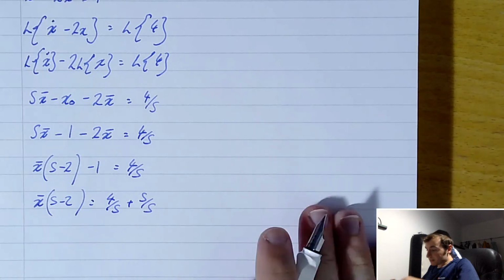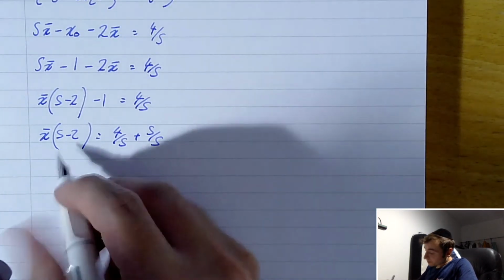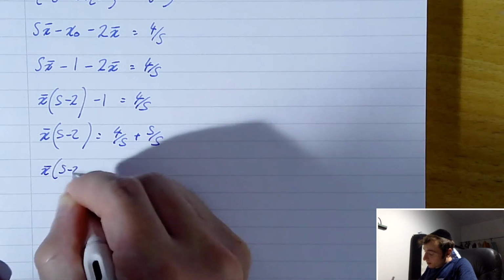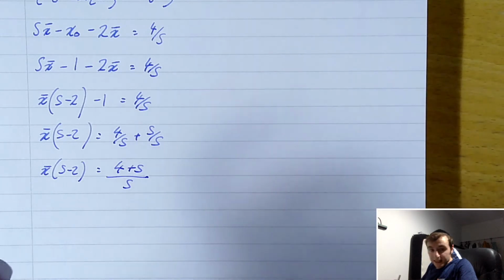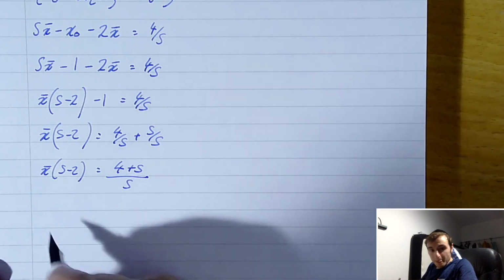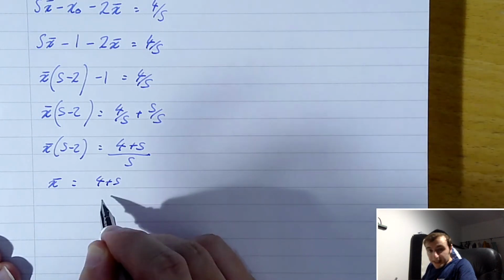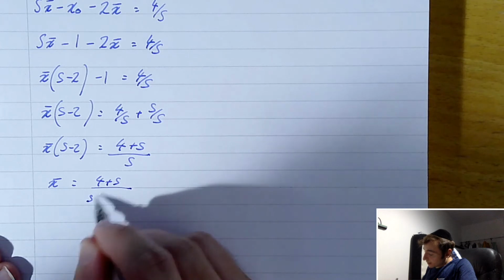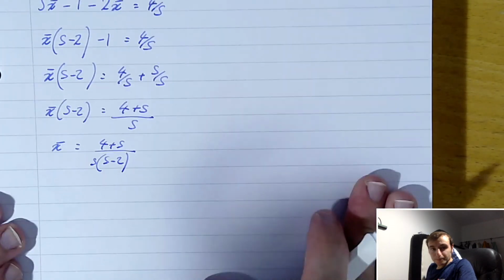And now we can say that x bar (s minus 2) equals (4 plus s) on s. Now let's divide both sides by s minus 2. So we can say that x bar equals (4 plus s) on s(s minus 2).